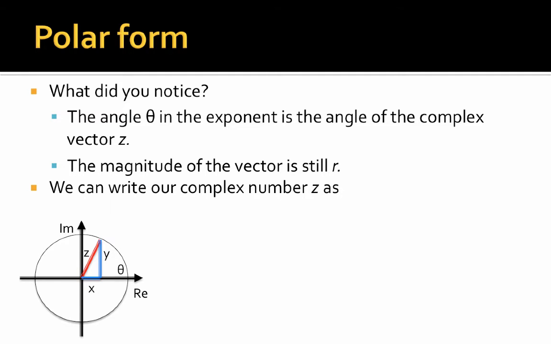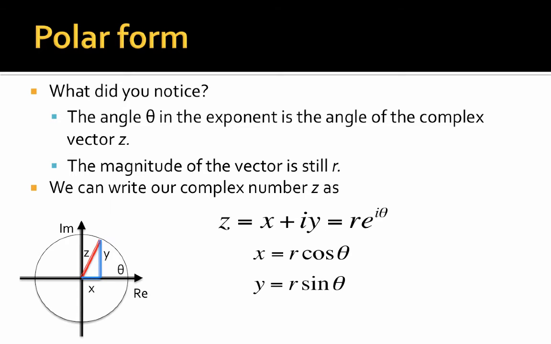So what this tells us is that we can take our complex number z and write it either in the Cartesian form that we had before, x plus iy, or we can write it as r, magnitude, e to the i theta. We still have x equals r cosine theta and y equals r sine theta, which we can see by using Euler's equation as well. So e to the i theta is cosine theta plus i sine theta, and x plus iy. We find those expressions for x and y.